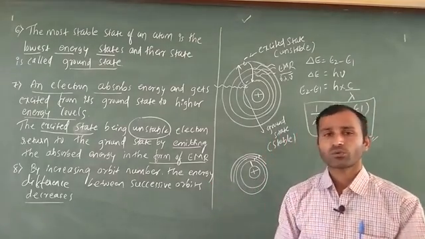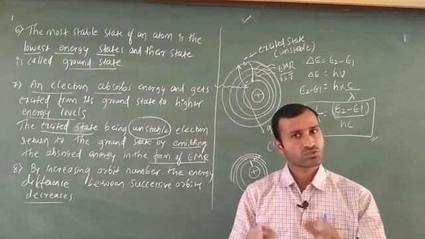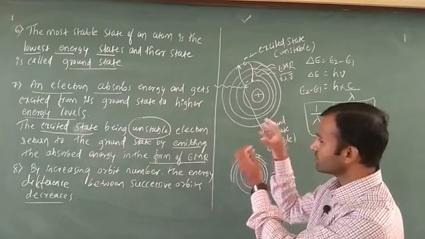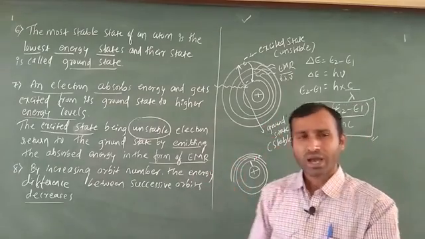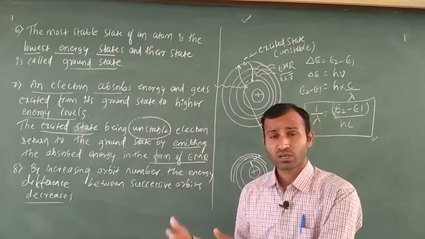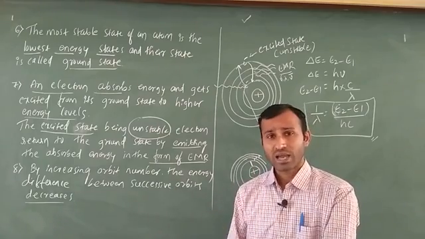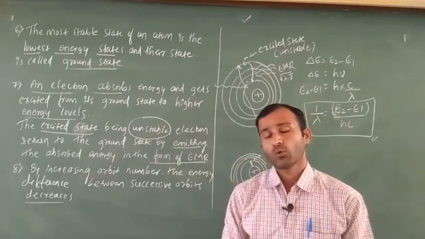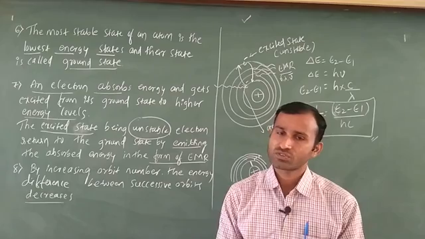The next point we are going to study is the limitations of Bohr's theory. In this case, not all the postulates are followed. Again, there are scientists such as de Broglie, and the Heisenberg uncertainty principle. In that case, some postulates of Bohr's theory fail. We will study the limitations of Bohr's theory in the next video.